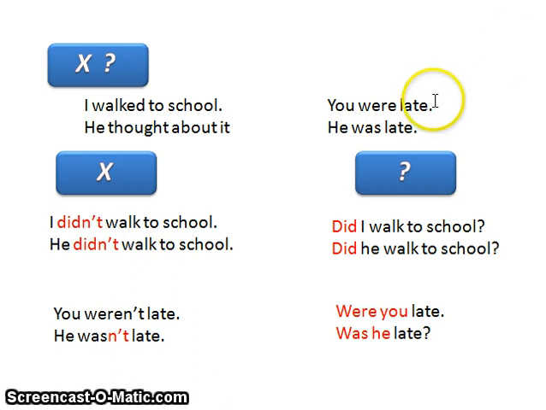Of course, the verb to be, which is always irregular, as shown by the sentences you were late, he was late, always simply uses an inversion. Except now the inversion is in the past simple. So you were late becomes you weren't late in the negative, and he wasn't late. And in the question form, were you late? Was he late?